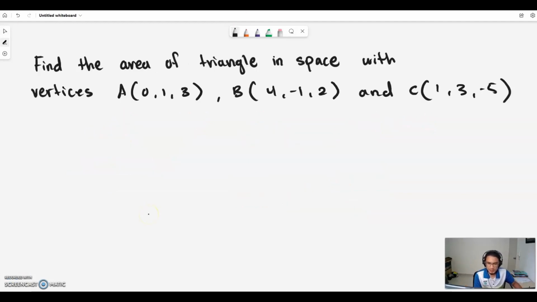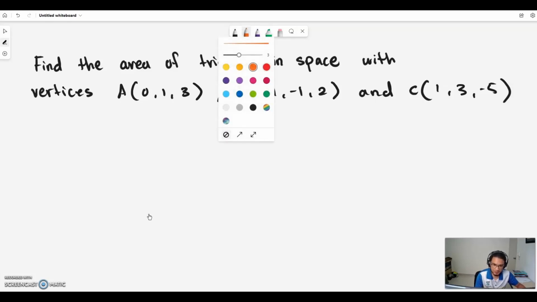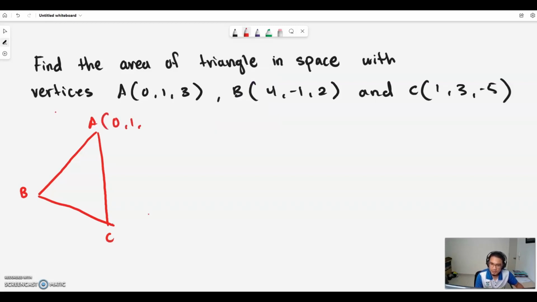Okay, now let's look at the example. Find the area of the triangle in space with vertices A, B, and C. So we are given the coordinates for the vertices of the triangle. Let's first draw the triangle. Let's say this is the triangle, and the vertices are A, B, and C, where the coordinate of A is 0, 1, 3, B is 4, negative 1, 2, and C is 1, 3, and negative 5.